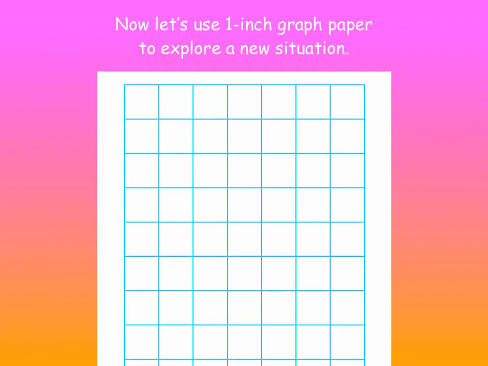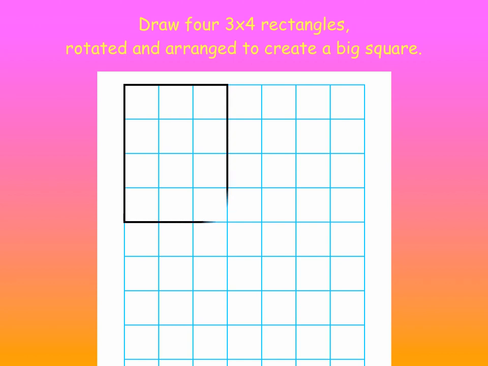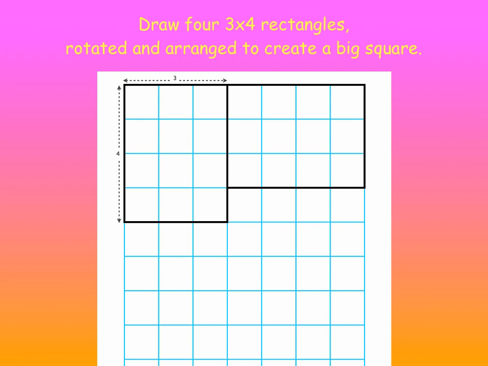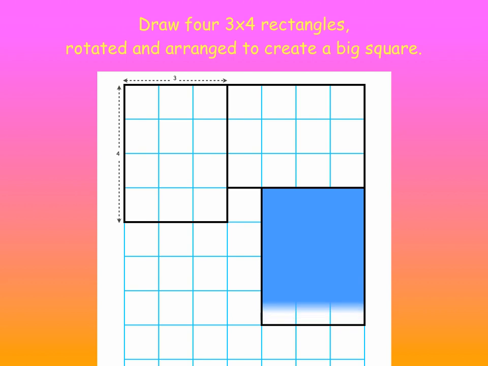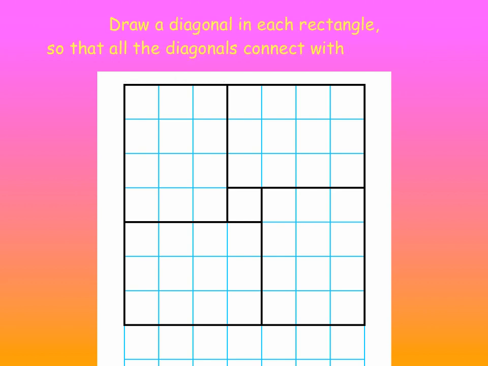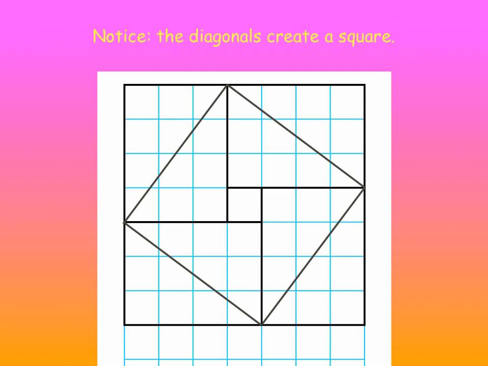Now, let's use 1-inch graph paper to explore a new situation. Draw 4 3x4 rectangles, rotated and arranged to create a big square. There's a second one. Here comes another rectangle, same size, and another one facing the other direction. Okay, we've got them. Draw a diagonal in each rectangle so that all the diagonals connect with each other. Notice the diagonals create a square.